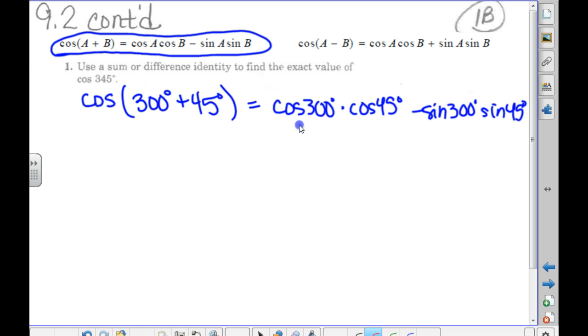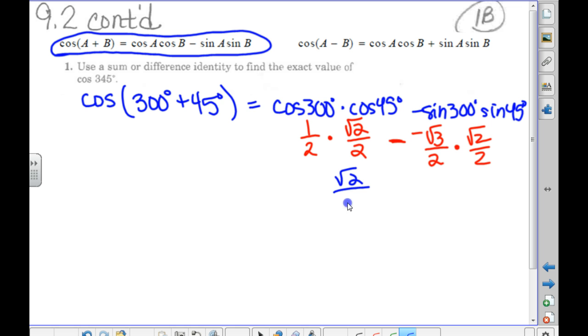What is the cosine at 300? Watch your signs. Cosine at 300 is positive 1/2. Cosine at 45, nobody should even need to look. Square root of 2 over 2. Okay, sine at 300, negative square root of 3 over 2. Now there was a minus here as well, so that's going to become plus positive in a minute. Times sine at 45, square root of 2 over 2. These two multiply together. 1 times square root of 2 is square root of 2. 2 times 2 in the denominator is 4.